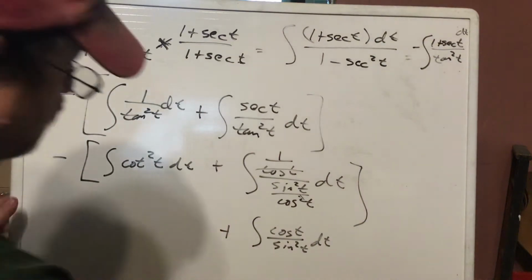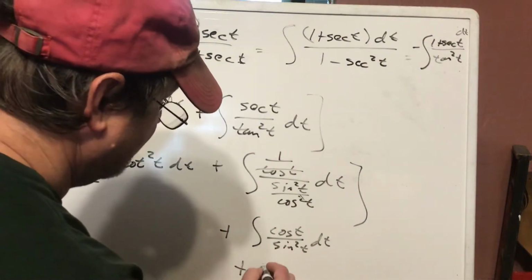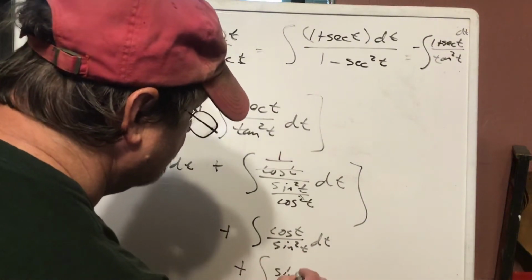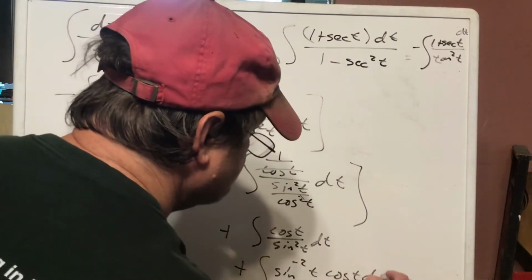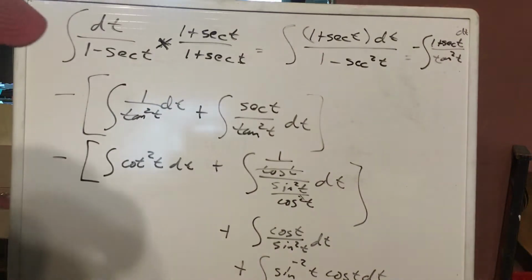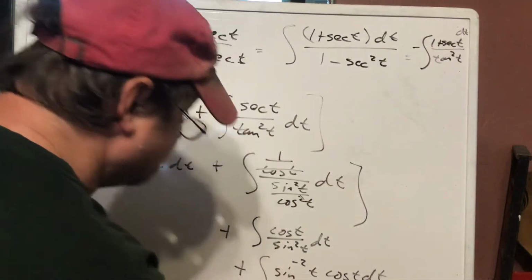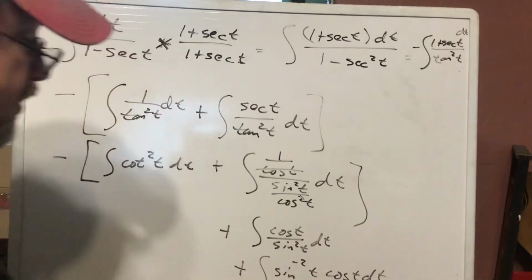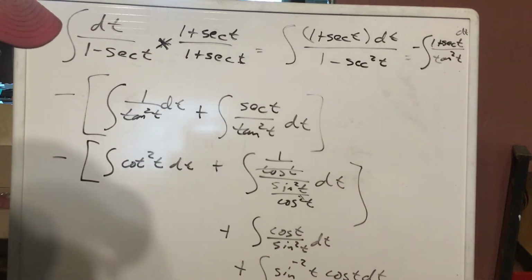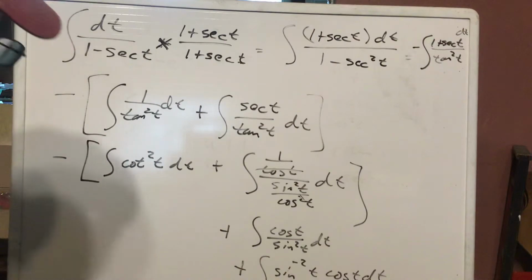which, again, just focusing on that term, I can write that as the integral of sine to the minus 2t cosine t dt. And that's a good place to be, because now if I let sine be u, I've got u to a power, and cosine t is dt. So I'm going to leave that alone for a minute.